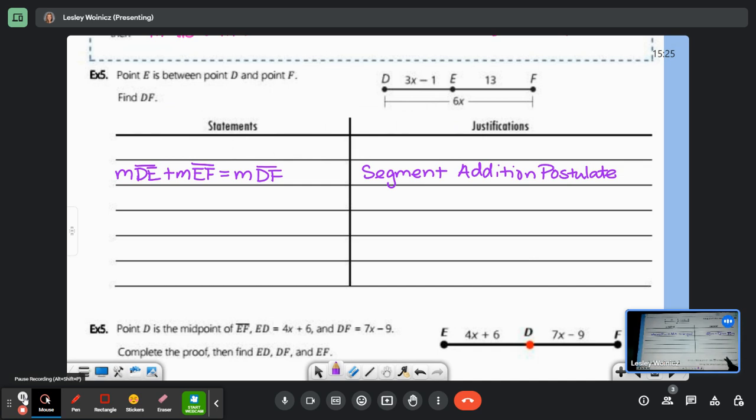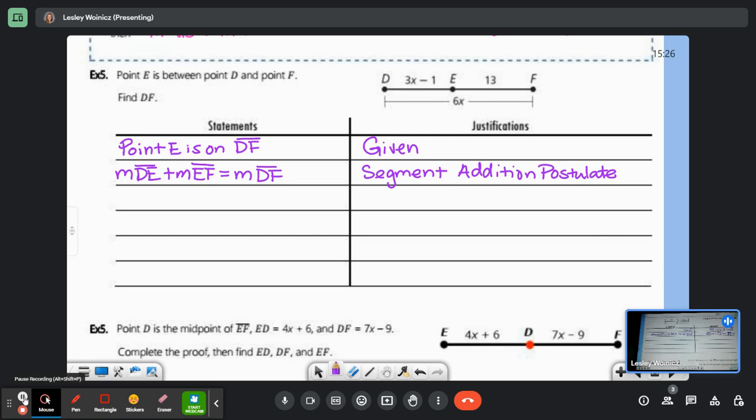Okay, so the first thing that we can say in our proof is the given. So we know that point E is between point D and point F. Point E is on the segment DF. That was given. Okay, that wasn't too bad. Yep. What's a postulate again? It's a statement that we accept as true without proof.